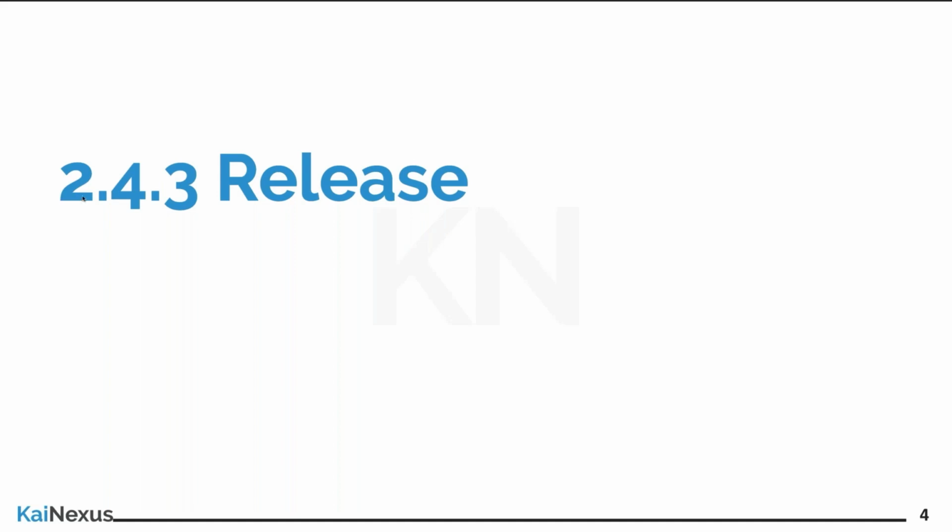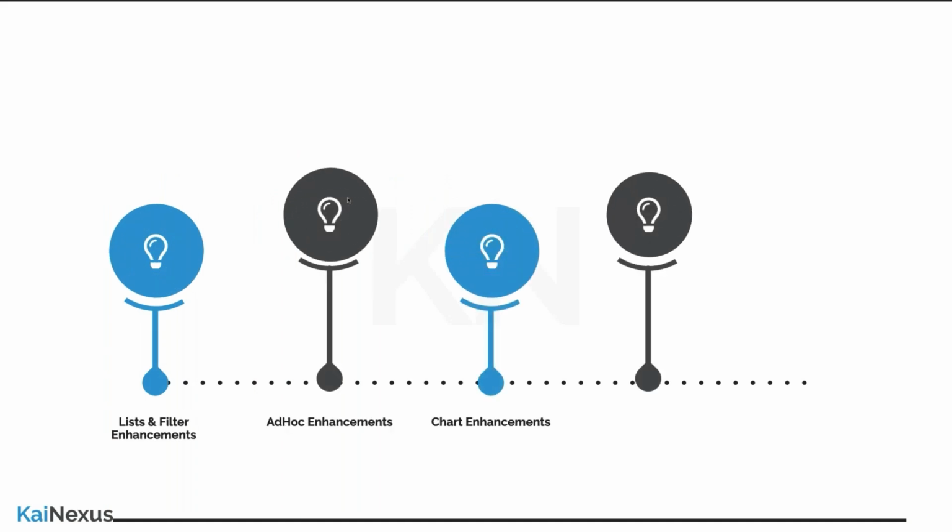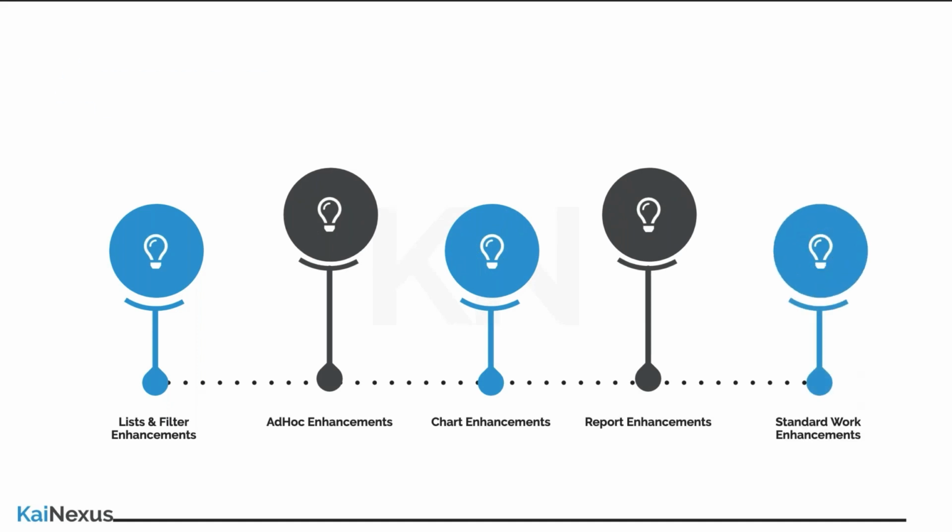So sounds good. Let's go ahead and take a look at the agenda for today. As I said, we'll be covering some of the enhancements that 2.4.3 brings to KaiNexus. Starting off, we'll be touching on lists and filter enhancements, moving on down to ad hoc enhancements, then some chart enhancements, report enhancements, and of course, standard work enhancements as well. With all of that being said, we are excited to jump in. So let's go ahead and hop over to our KaiNexus instance.